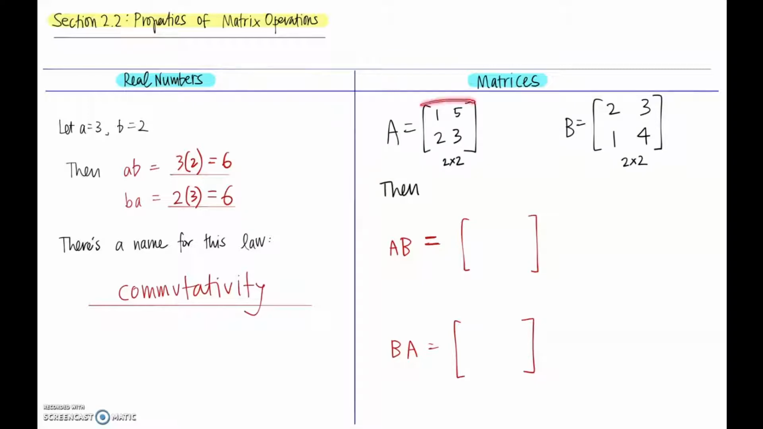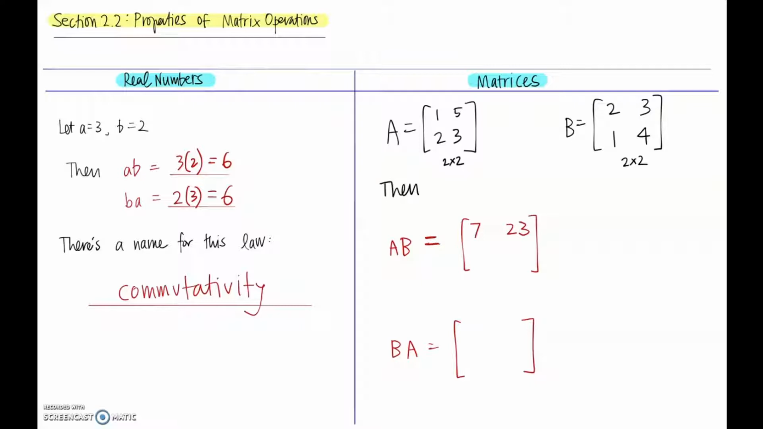To do this, we're going to take this row and combine it with this column in that special way. We'll take 1 times 2, which is 2, plus 5 times 1. So in that first entry, we're going to get 7. And then we'll take the same row with this column: 1 times 3 is 3, 5 times 4 is 20. So we should get 23 right here.